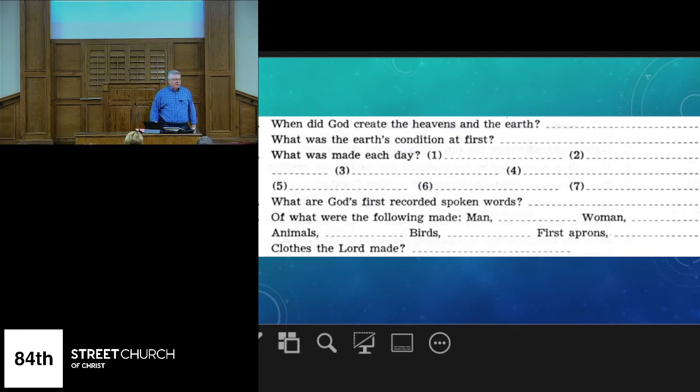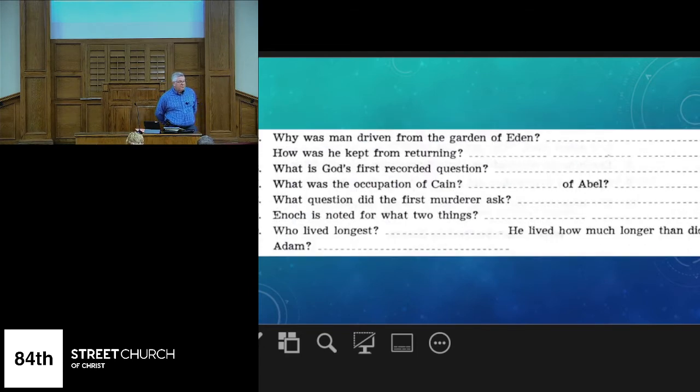Number 5, I got wrong too. So let's see if we can figure that one out. Why was man driven from the Garden of Eden? Because they sinned? Okay. Right. You got it. God said, "I'm going to drive him out of the garden, lest he eat of the tree of life and live forever."